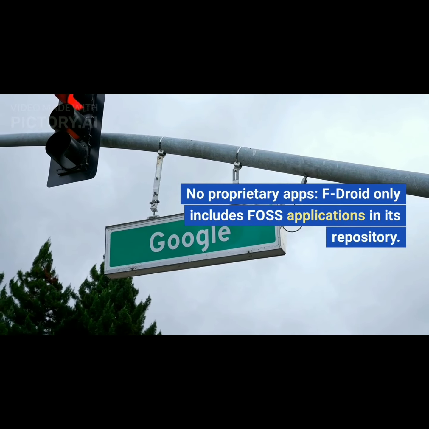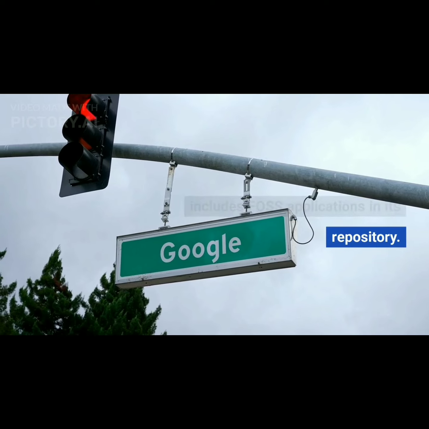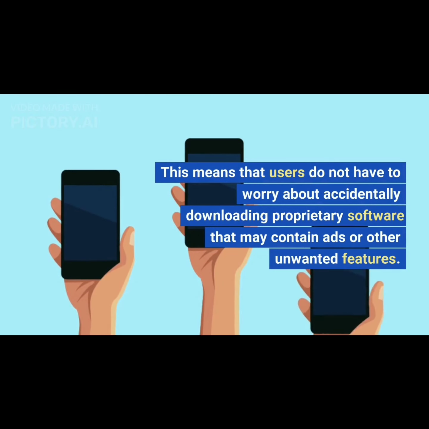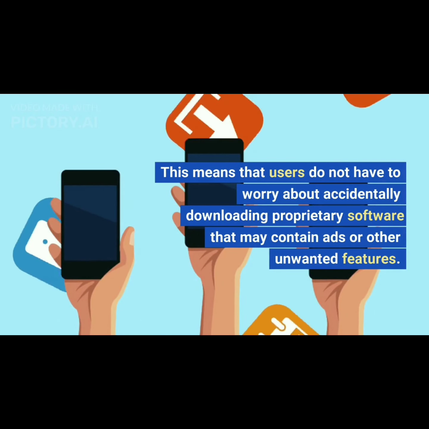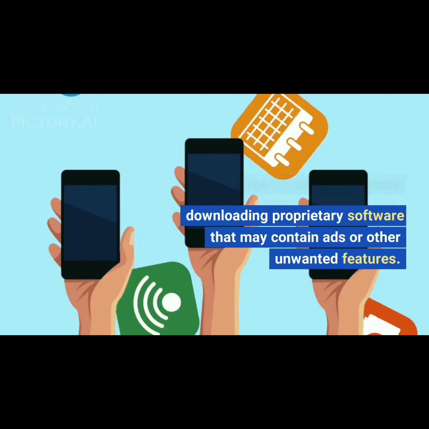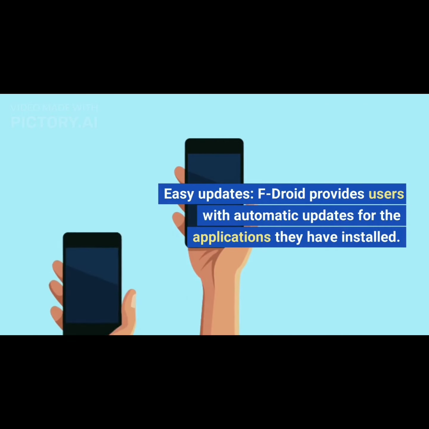6. No proprietary apps. F-Droid only includes FOSS applications in its repository. This means that users do not have to worry about accidentally downloading proprietary software that may contain ads or other unwanted features.